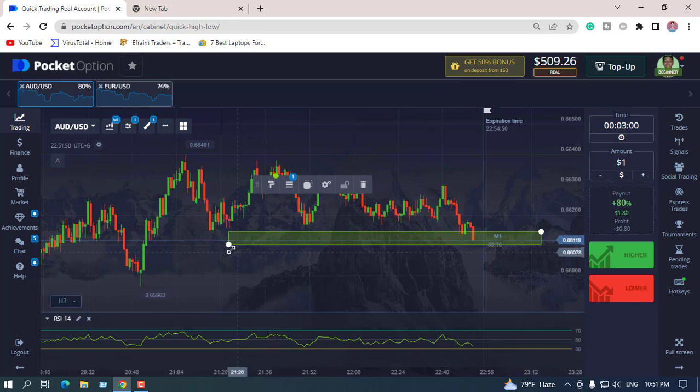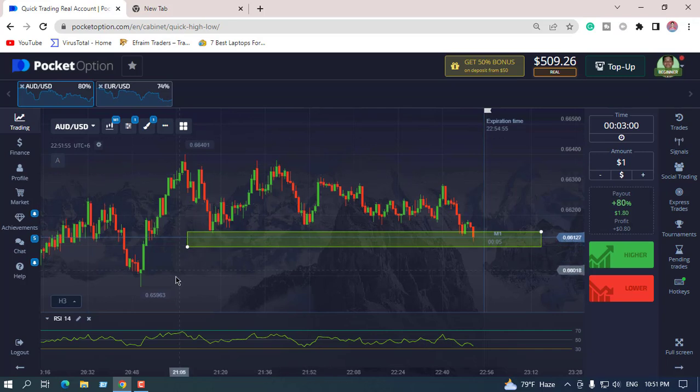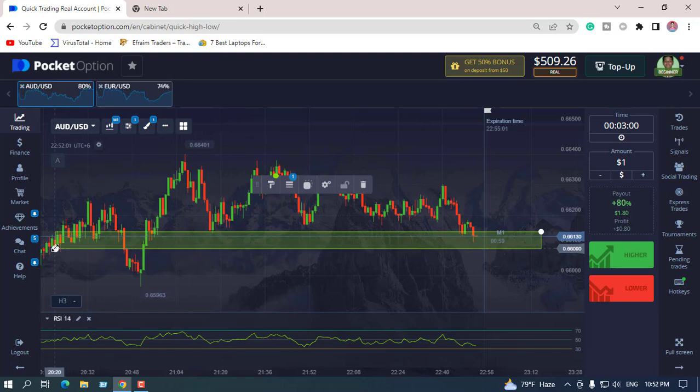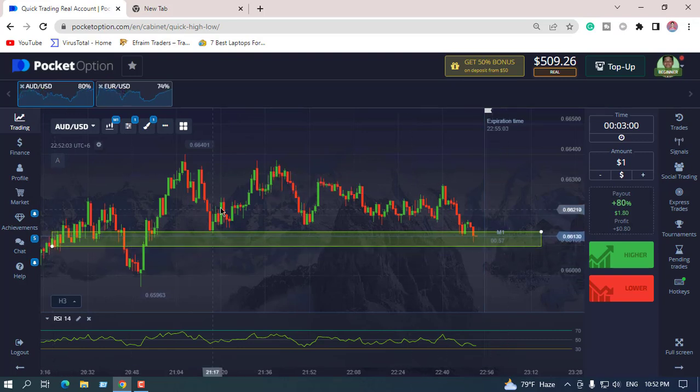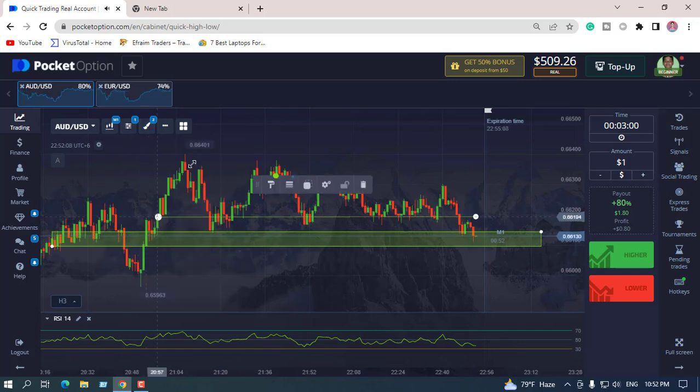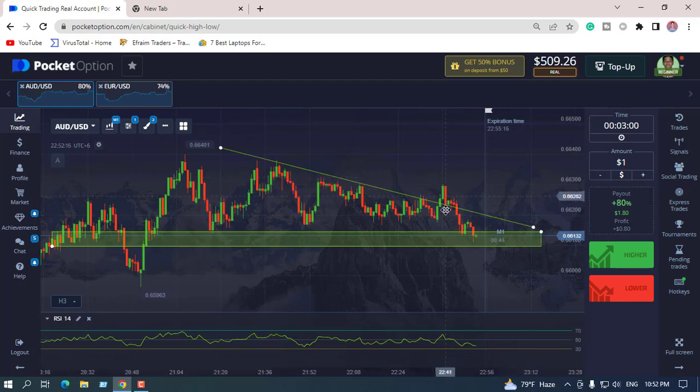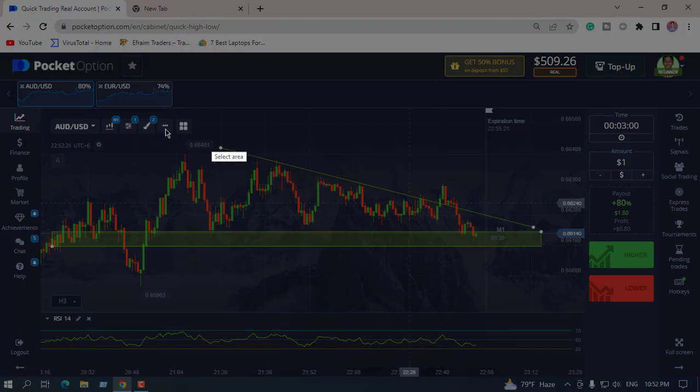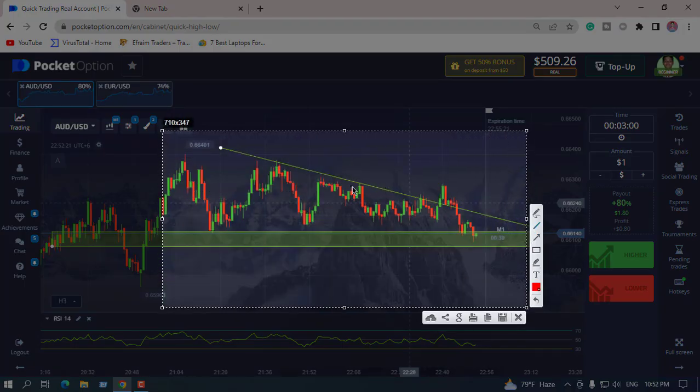I have analyzed the market and placed a trend line. Very good. And this is a fake breakout. This is not a breakout, this is a fake breakout. Why a fake breakout? Here is a level. This is not a breakout.